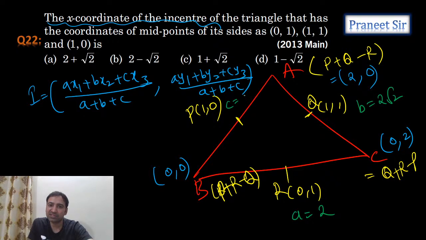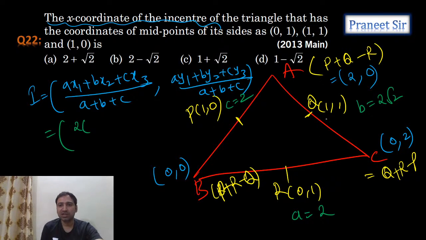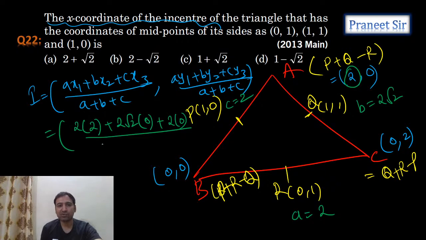C is the distance between these 2 points, again 2. So substitute all these values here. A into A is what? 2 into the opposite vertex x coordinate, which is 2, plus B into B is what? 2 root 2 into the opposite x coordinate, plus C into C is what? 2 into the opposite x coordinate 0, divided by A plus B plus C. A plus B plus C is 4 plus 2 root 2. Okay, that's what we're getting.